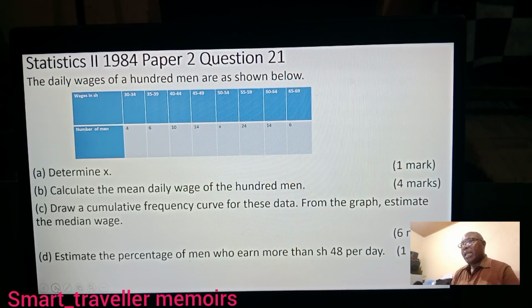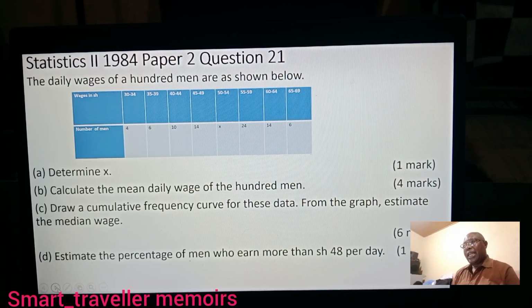The number of men in each group is, for the first group, 4, next group is 6, third group is 10, fourth 14, fifth group is X, and sixth group is 24, seventh is 14, and eighth group is 6.